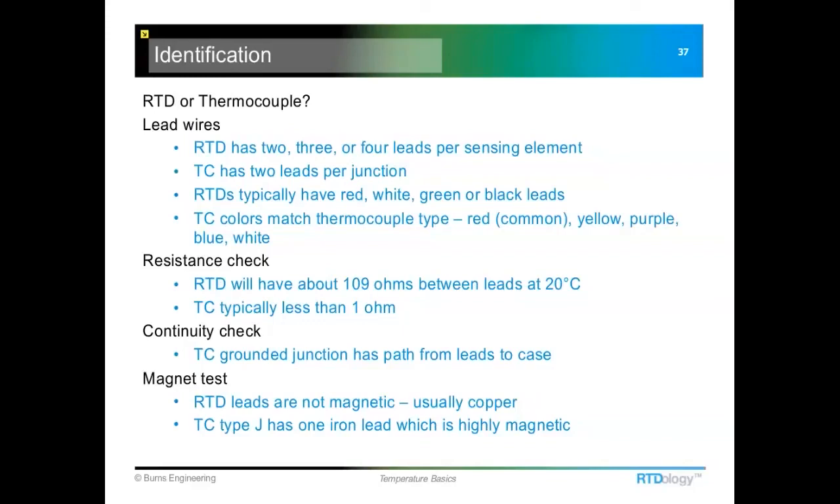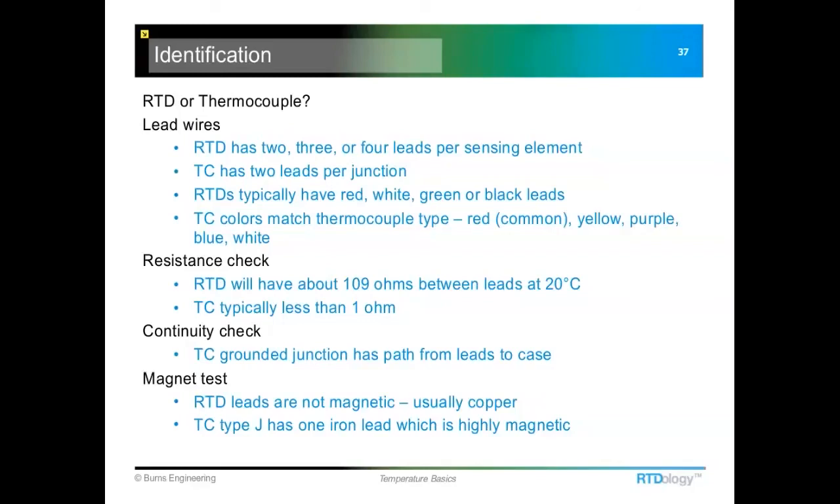Doing a resistance check on RTDs, also thermocouples, it'd be real easy to tell between a 2-wire RTD and a 2-wire thermocouple, because we're going to have 109 ohms at room temperature versus maybe 1 ohm at room temperature in a thermocouple. And a continuity check on a thermocouple to see whether it's grounded or ungrounded.